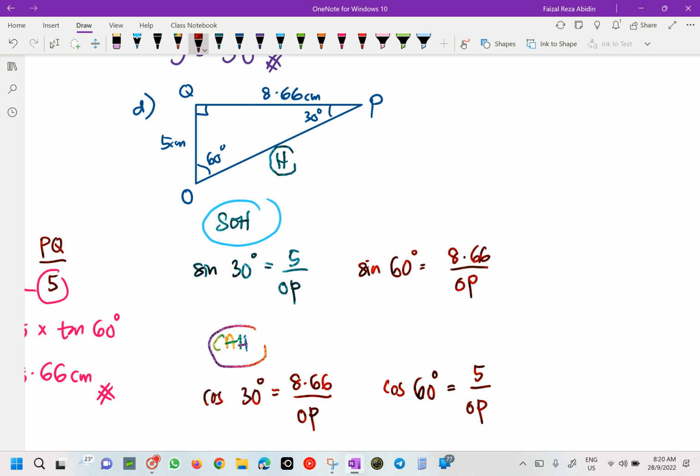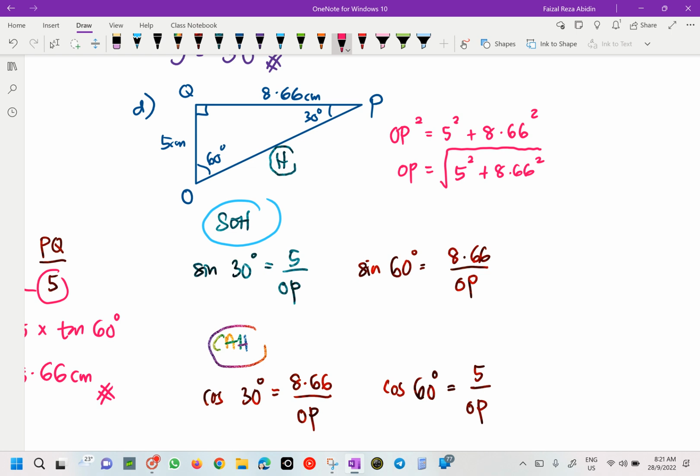One more method. Yes, we can use Pythagoras Theorem. How? We are going to find our OP, which is our hypotenuse. So we can find by using OP square equals to 5 square plus 8.66 square. So we are going to find OP here, which is 5 square plus 8.66 square, and you are going to square root. So it's up to you. Which one you are going to use?